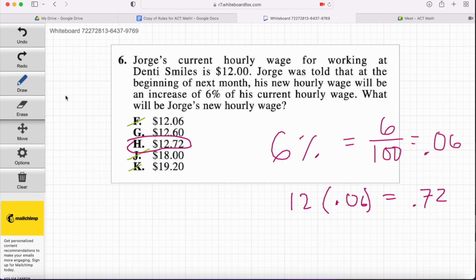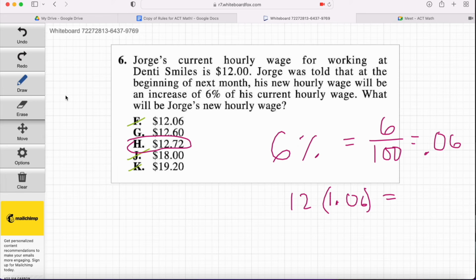Another way you could do this, and I want to play with this because we're going to see this pop up a little bit more on the ACT, and certainly a lot on the SAT as well. If you want to find a 6% increase, you can do it in two steps: find 6% of 12 and then add it to the original value, or you can multiply by 1.06. Okay, now think about what this means.